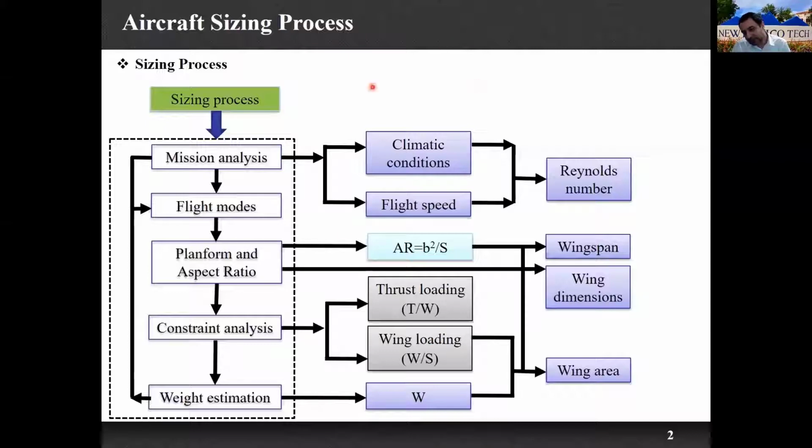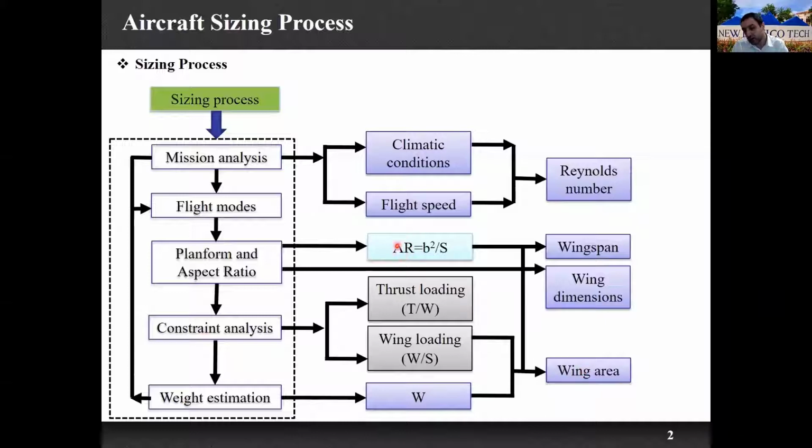From this stage, once we estimate the weight of our airplane, we have W over S from the constraint analysis. So from having the weight W and W over S, the only unknown here is S. I have W, I have the ratio of W over S, so I can find S, which is my wing area. I have the value of the aspect ratio because I determined that based on, again, the flight mission. And I found my S here.